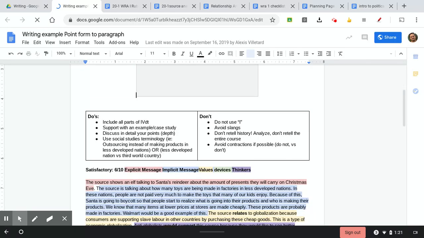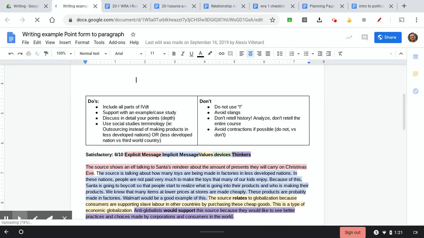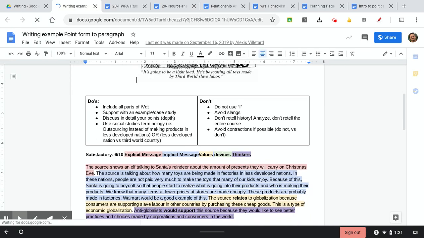So we have some do's and don'ts. Do's: include all parts of IVDT. Support with an example or a case study. That's something that we didn't actually talk about yet. When you're analyzing a source, try to bring in a real case study that would support it.